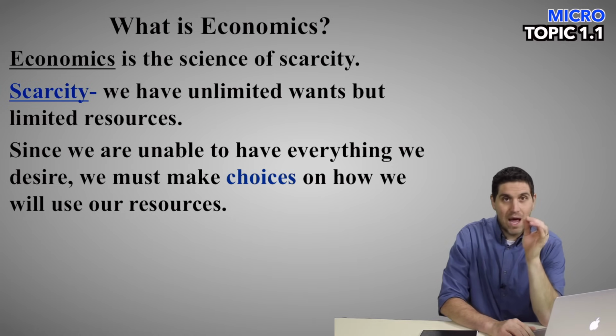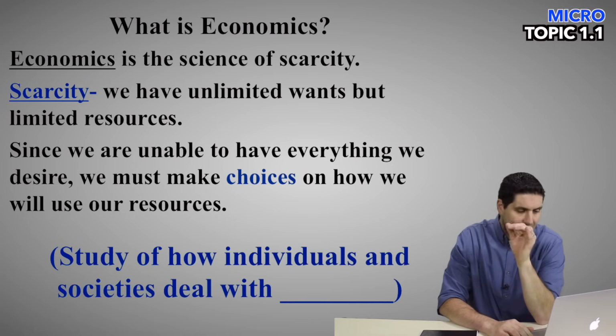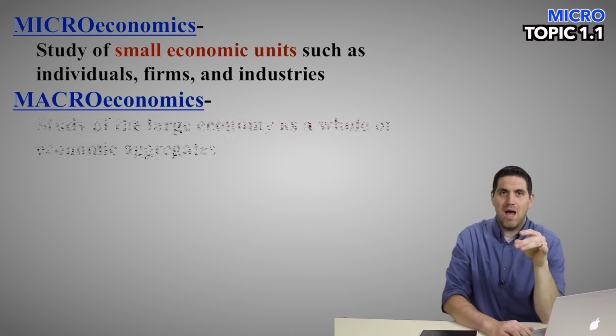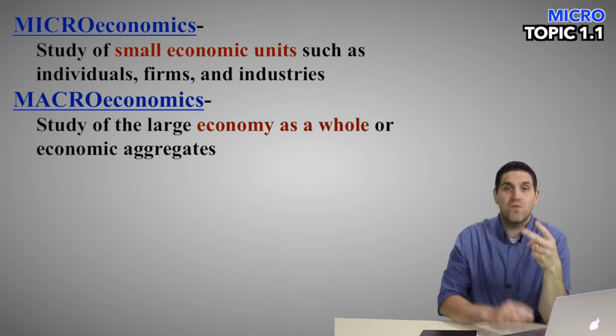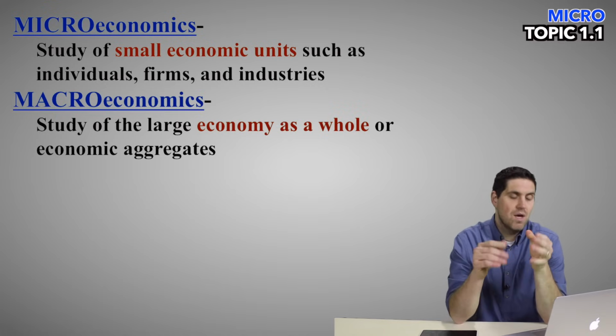So economics is how we deal with the idea that we can't have everything and we're forced to make choices. It's really how individuals and societies deal with the idea of scarcity. Now, there's some key terms I want you to go over. There's a difference between microeconomics and macroeconomics, and there's actually two different courses. So if you're in college, you're probably taking micro or macro, and they're the same thing for the AP test.